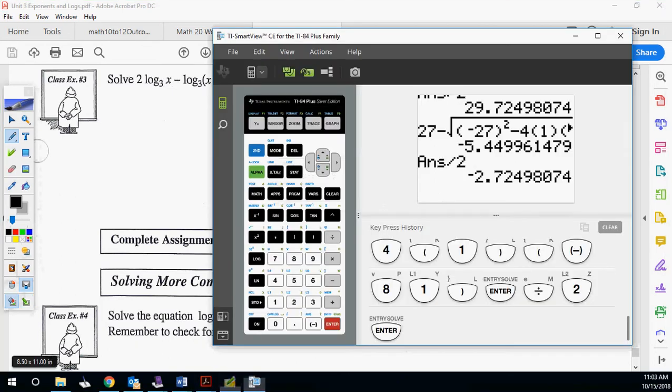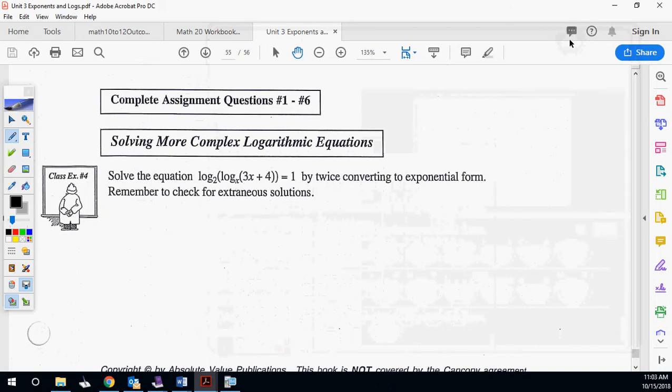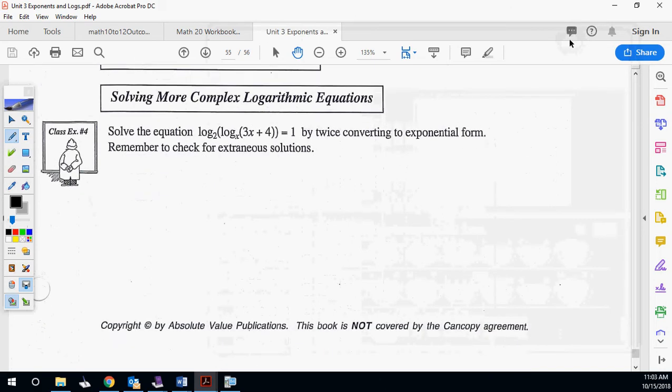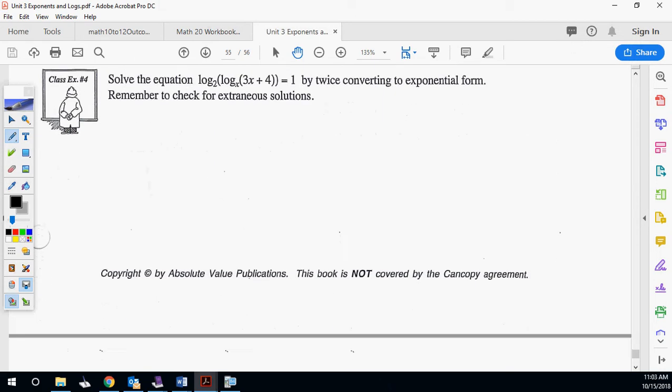Okay, so let's go here. All right, so we got the last part here. So solving more complex ones. Okay, so it's a little bit tougher. So right here, we still got to check for extraneous.